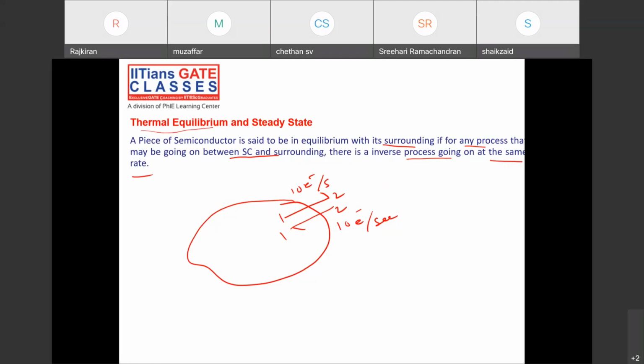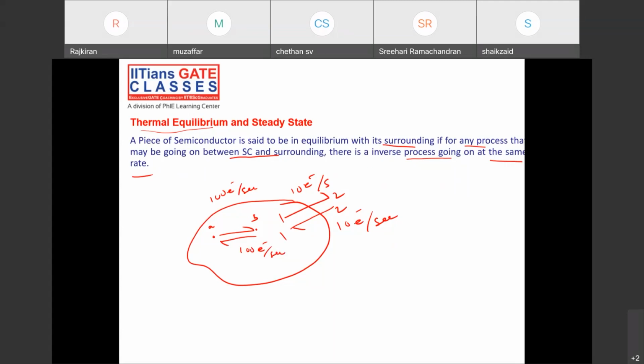Also, suppose in the semiconductor there are 2 points, point A and point B. Suppose from A to B, 100 electrons per second are moving. Then exactly 100 electrons per second should move from B to A. So for any process, there should be an inverse process at the same rate. Clear, guys?